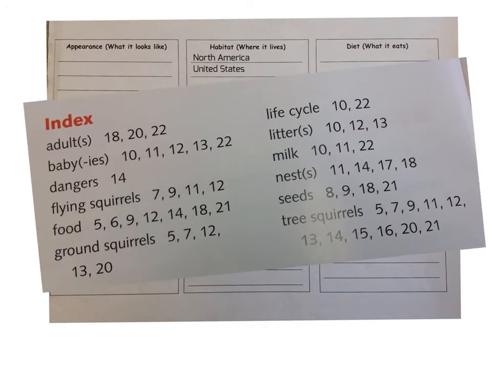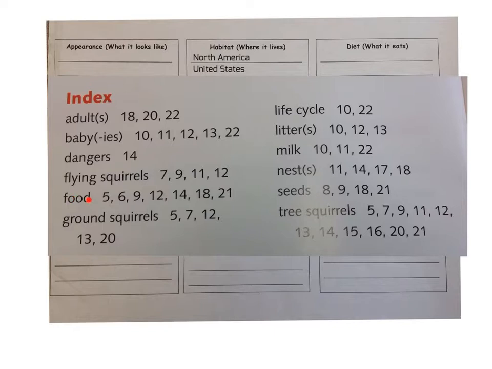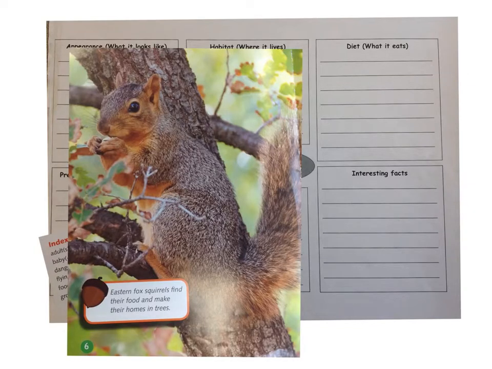The index also says that I can find information about food on page 6, so I'll try that page now. Here's a picture of page 6 in my book. Now I'll read page 6 to see if I have information about what it eats. It says eastern fox squirrels find their food and make their homes in trees. I think that's a good fact about food. It says they find their food in trees. So I'll add that to my notes.